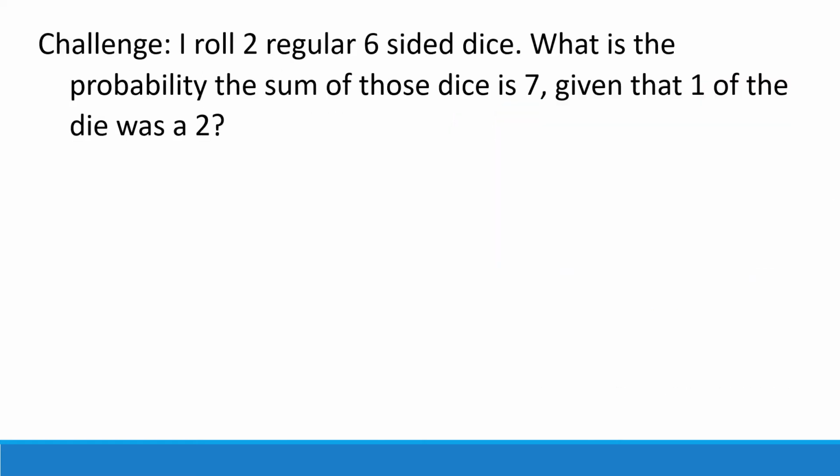Okay, I roll 2 regular 6-sided dice. What is the probability the sum of those dice is 7, given that one of the dice was a 2? Okay, so I can roll a 1, a 2, a 3, a 4, a 5, and a 6. So I need to think of the pairs here.